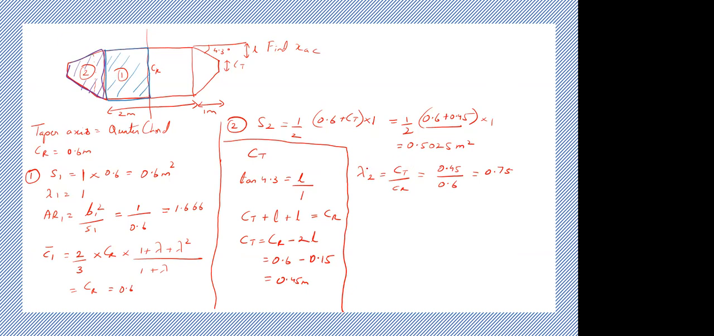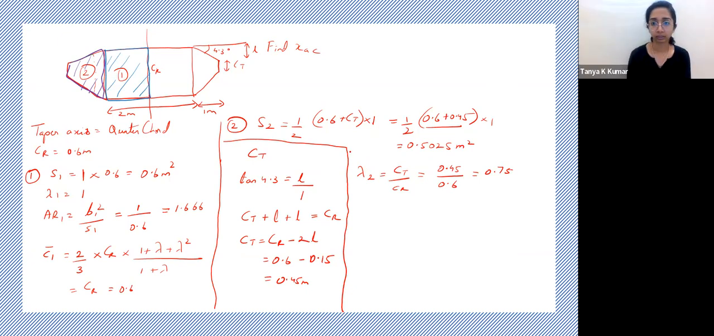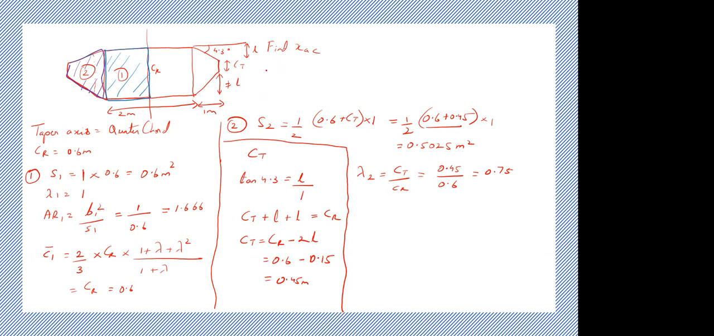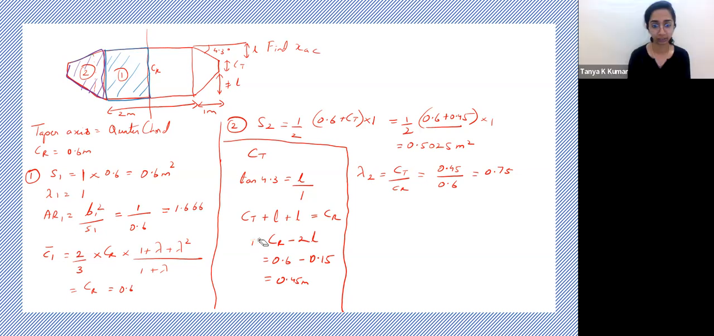Yes, ma'am, it is 525 for the S2. Okay, just a minute. We have made a mistake here. So it's tapered about the quarter chord, so this is not equal to L. Right? Yes, ma'am. So how do we find out CT? This equation is not right.